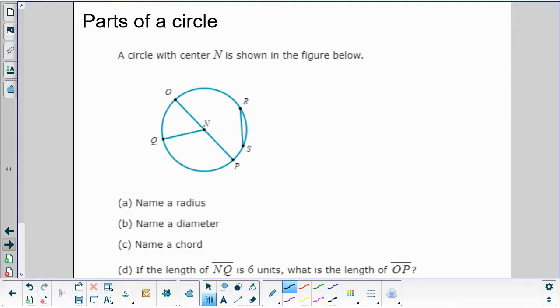Okay, now a circle with a center N is shown in the figure below. So they want us to name a radius. So to name a radius, you're basically going to write down the two letters of that little line segment that shows both sides of our radius. So QN is our radius. Then our next one, name a diameter. So that's going to be O and P because it's that blue line there. So all the way across, we got O and P.